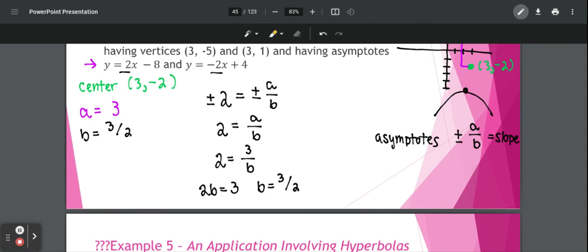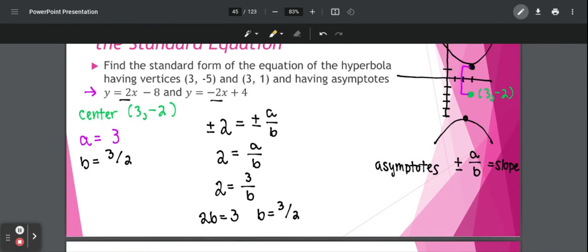And so now if we need to write an equation, our standard form for your vertical hyperbola, remember we're going to have the y minus k. So we're going to have y, and this is your h, and this is your k. So y plus 2 squared over a squared, since a is 3, a squared is 9, minus x minus h, so x minus 3 squared over b squared, and this is just going to be a fraction, so 3/2 squared is 9/4. It will equal 1, and we'll just leave it like that.